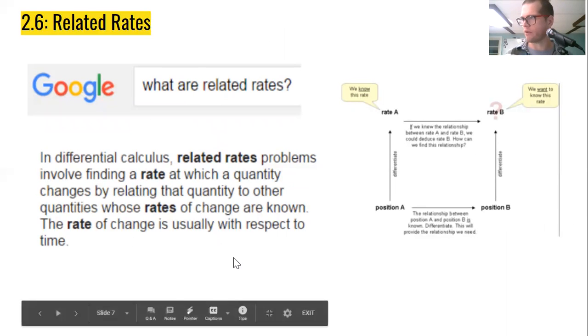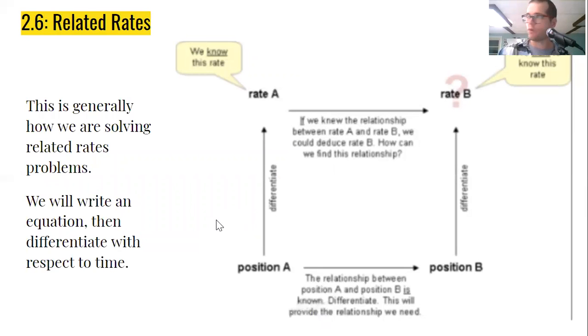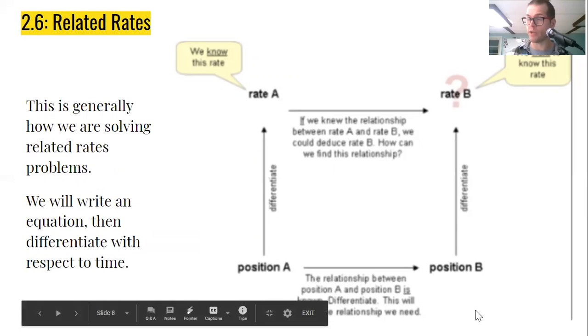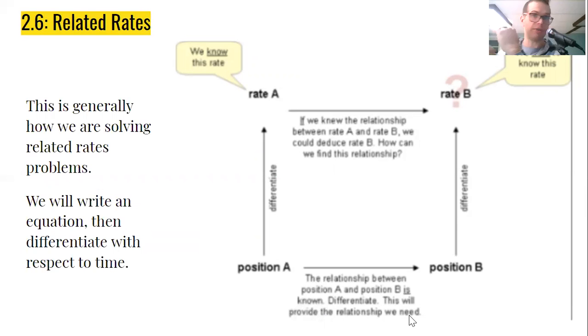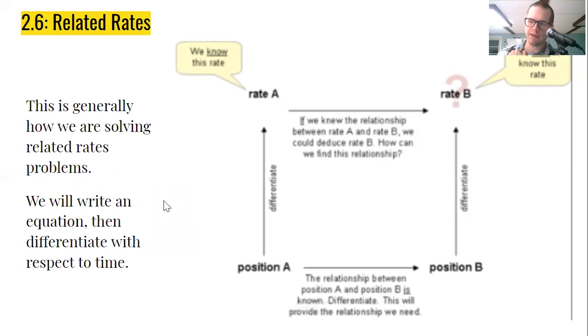So there's a couple things I want to point out with that. Here's a general relationship you could use. There's a rate we know, a rate we want to know. And there should be a way that we can relate those two things with some other equation, this position A, position B thing. Don't worry about that right now, but there should be an equation that we could differentiate in order to get both the rates that are important here, the one we know and the one we don't. This is generally how we're solving our related rates problems. We're going to write an equation, then differentiate with respect to time.